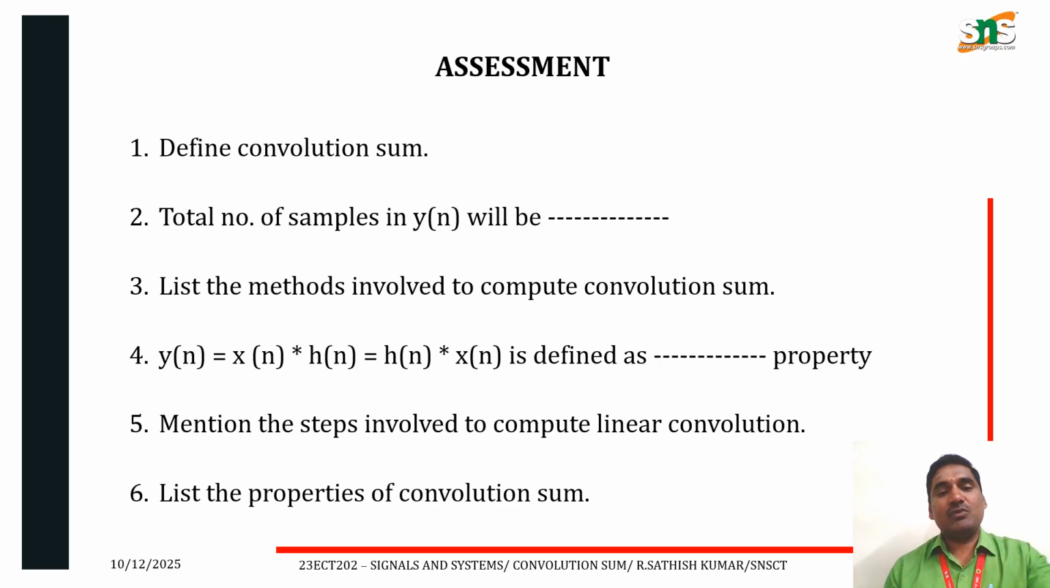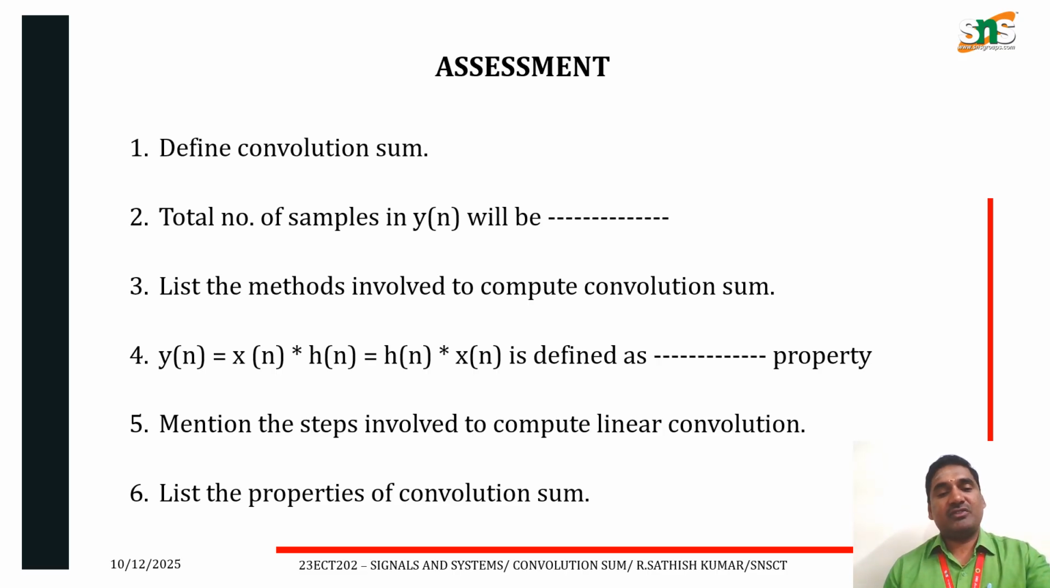List the methods involved to compute convolution sum. There are 4 methods involved to compute convolution sum: definition method, graphical method, tabulation method, and multiplication method. Y of n is equal to x of n into h of n, h of n into x of n is defined as the commutative property. Mention the steps involved to compute linear convolution. There are 4 steps involved to compute linear convolution: folding, shifting, multiplication, summation.